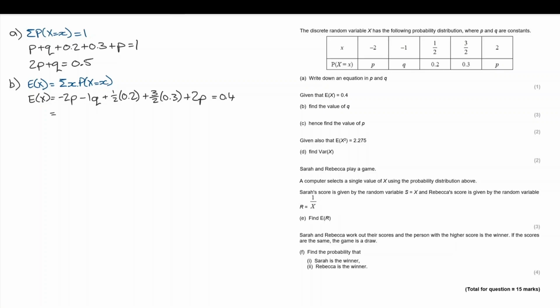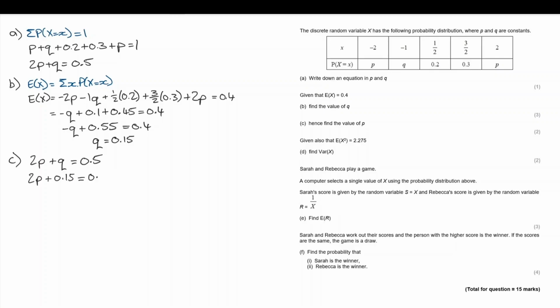From there, we'll just tidy up a little bit. I can see -2p and positive 2p; they cancel each other out. That leaves us with -q plus 0.1 plus 0.45 equal to 0.4. A little more rearranging, and we finally end up with q equals 0.15. That should be enough information to find p, which we're asked to do in the next part. Recalling the original equation, substituting q equals 0.15, and a quick rearranging, we get that p equals 0.175.